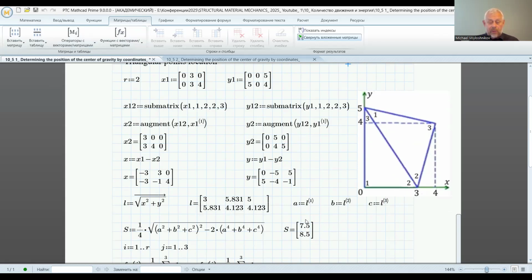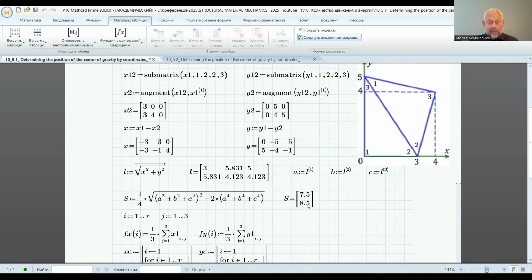For the columns, we use the Heron formula to find the areas of the triangles. The first is 7.5 square units. I don't know, perhaps meters. If meters, this is meters; if centimeters, this will be centimeters, but it's not so important. The second one is 8.5 square units.